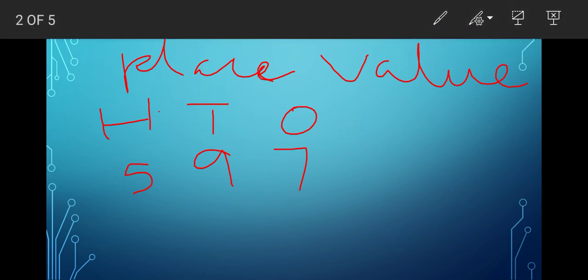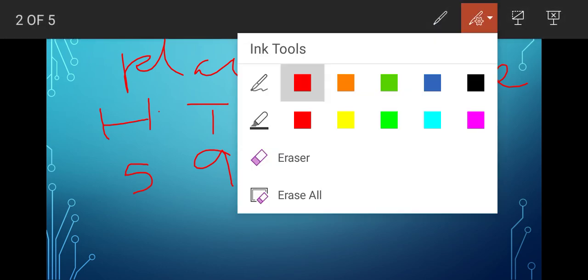Alright children, I hope you understood this one. Now let us discuss face value. Face value is again very easy.